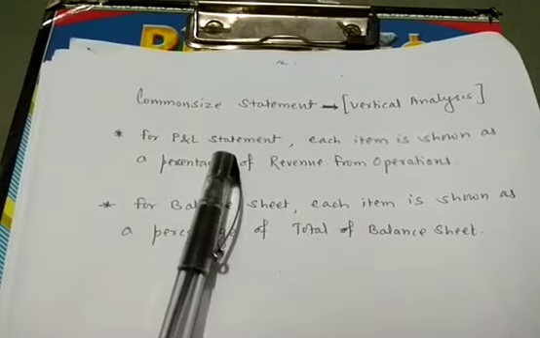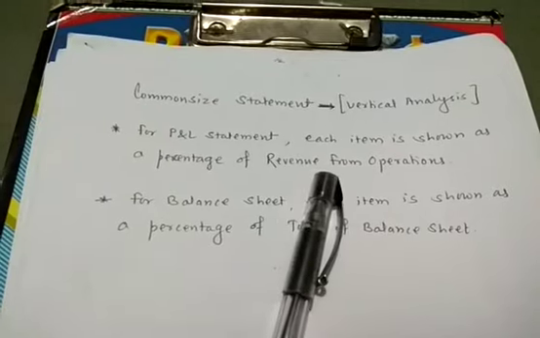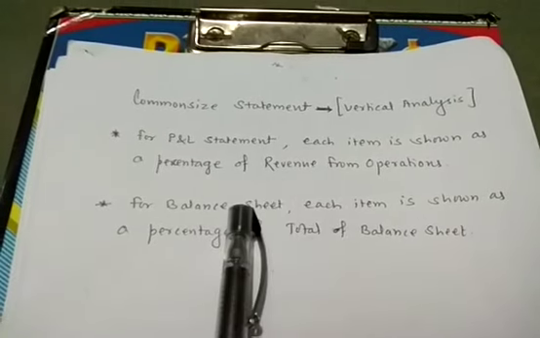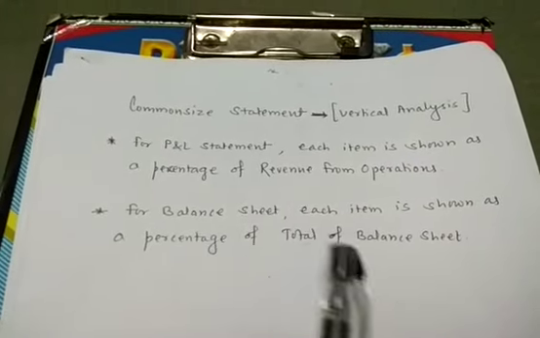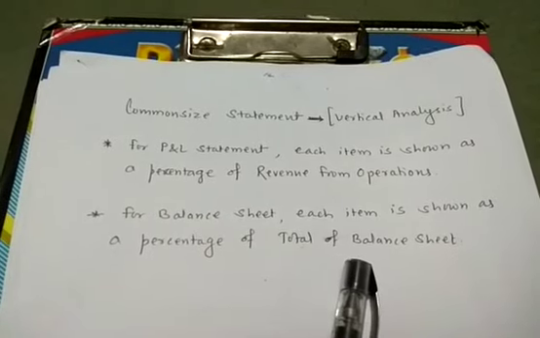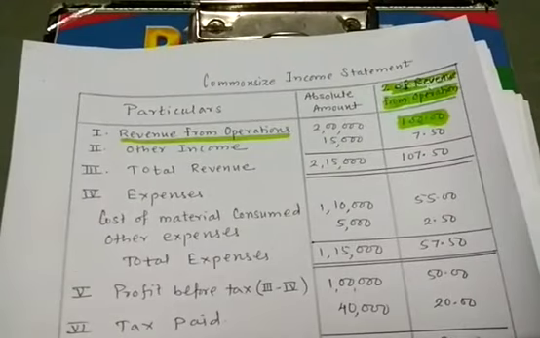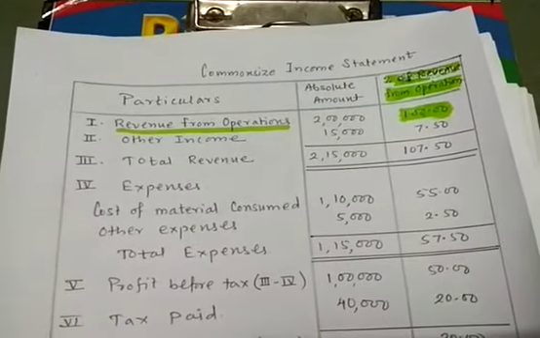With respect to P&L statement, percentage is calculated with respect to revenue from operations, that is sales. Whereas in case of balance sheet, percentage is calculated as total of the balance sheet, total of the balance sheet, either assets or liabilities. As you know, both will be always same. Let's be more clear about how to prepare common size statement.